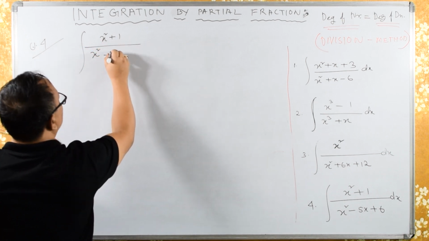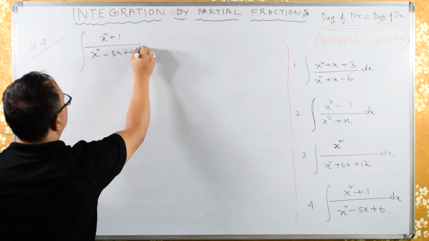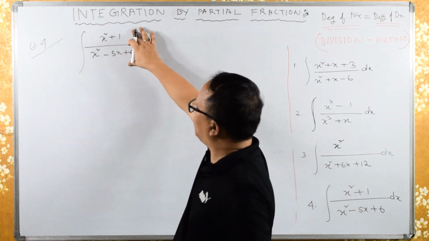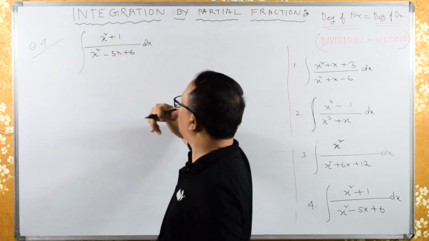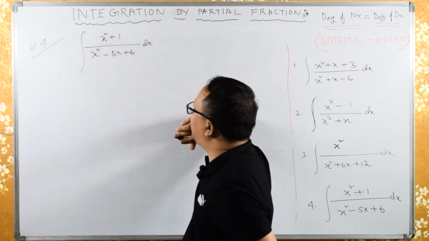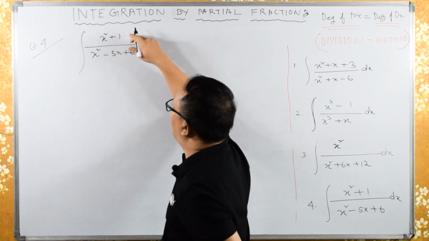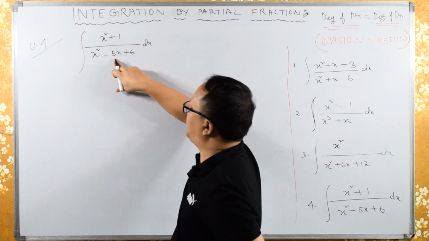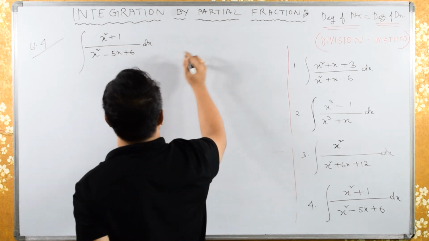square minus 5x plus 6 dx. Now numerator as well as denominator order are same. Here x square, x square. What we can do is we can divide this by this, or if it is possible we try to split this. Okay, let's see whether it is splittable or not.